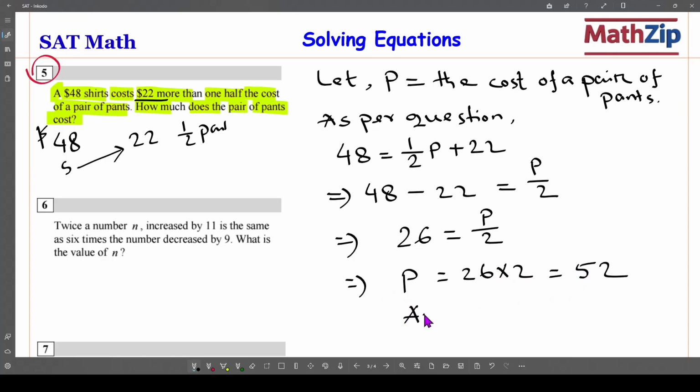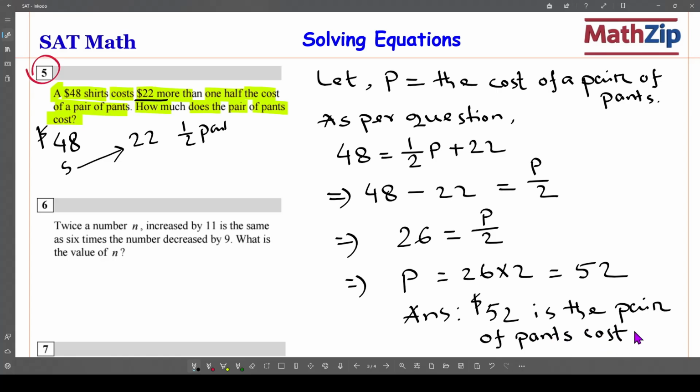So our answer is, or we can say, how much does the pair of pants cost? $52 is the pair of pants cost. Okay, so number 5 is done. The answer is what? 52.